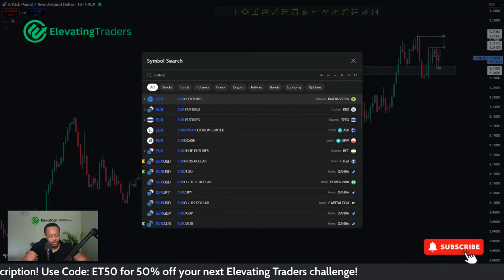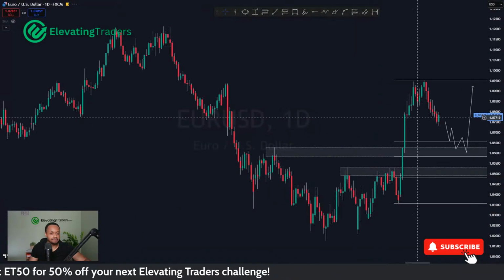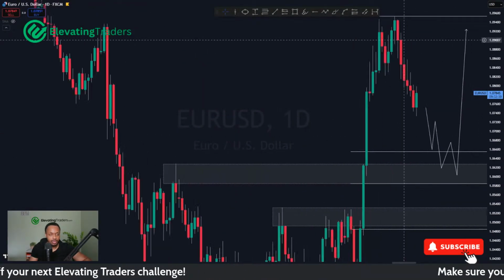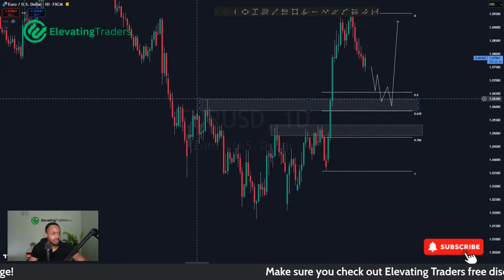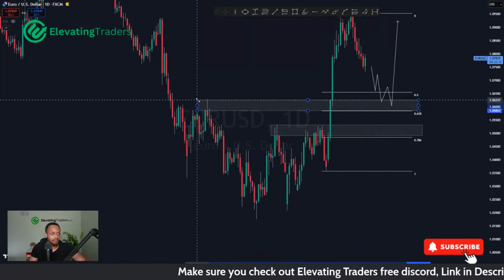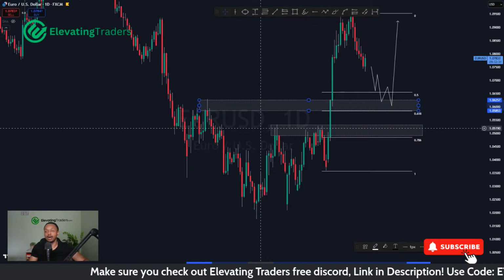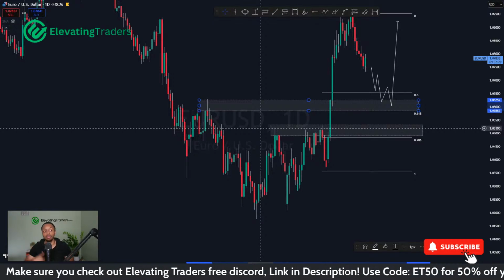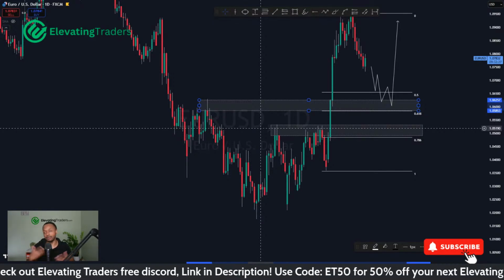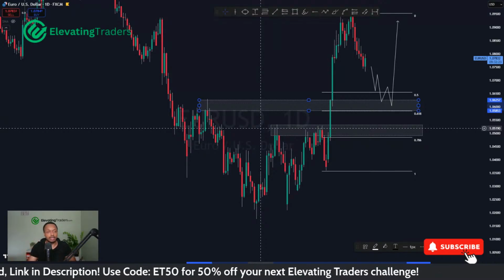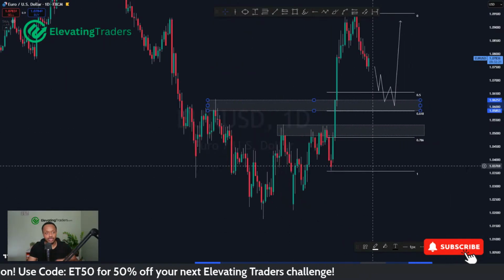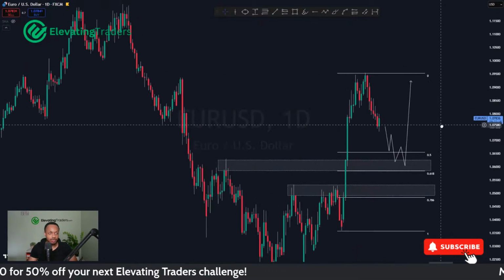In terms of Euro USD, for this one I'm looking at more downside. I've got some areas around 1.06 and also 1.05, which I'm waiting for price to come into before perhaps looking for some longs. Well, I will be looking for some longs, but I need some entries there, so I won't be jumping straight in. But those are the locations where I'm looking to see if I can base some trades from.